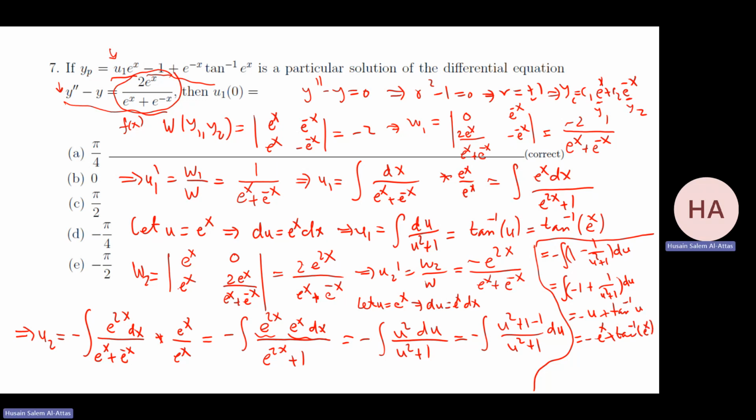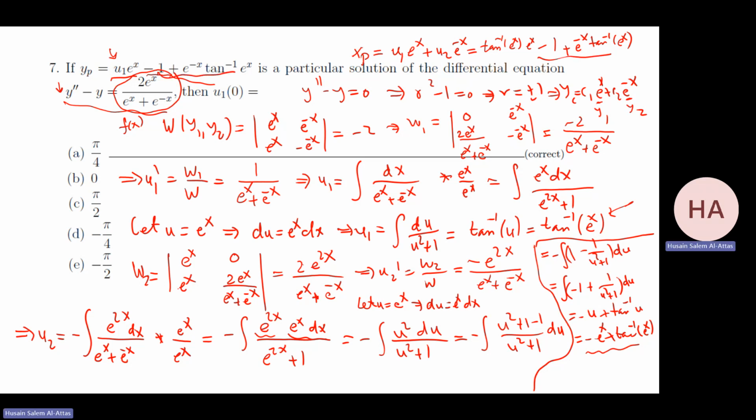I'm not done, not yet. So my yp, let me do it here, yp will be u1 e to the power x plus u2 e to the power minus x. I want to see it similar to this, to be sure that u1 is this one. u1 is this, so I have tan inverse e^x times e^x. u2 is e^(-x) times this. Let me do it right away. So I have minus 1 plus e^(-x) tan inverse e to the power x. So this is this. Good.